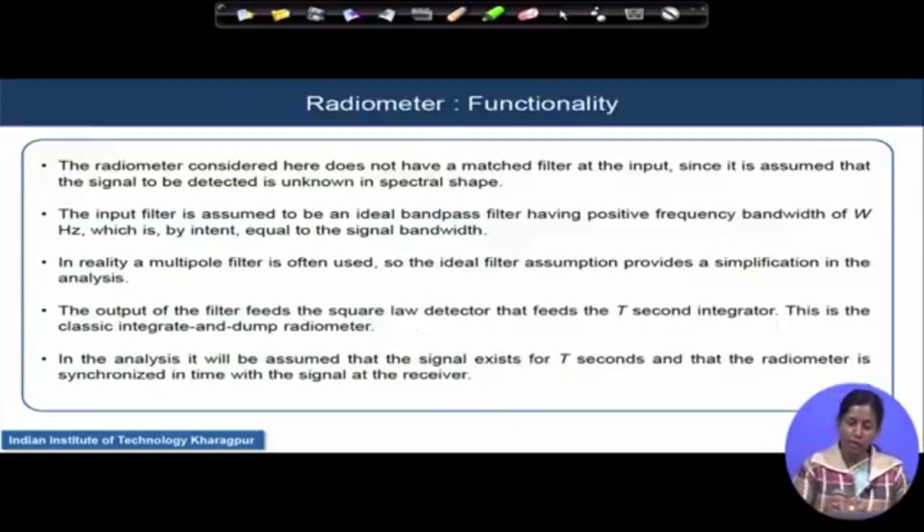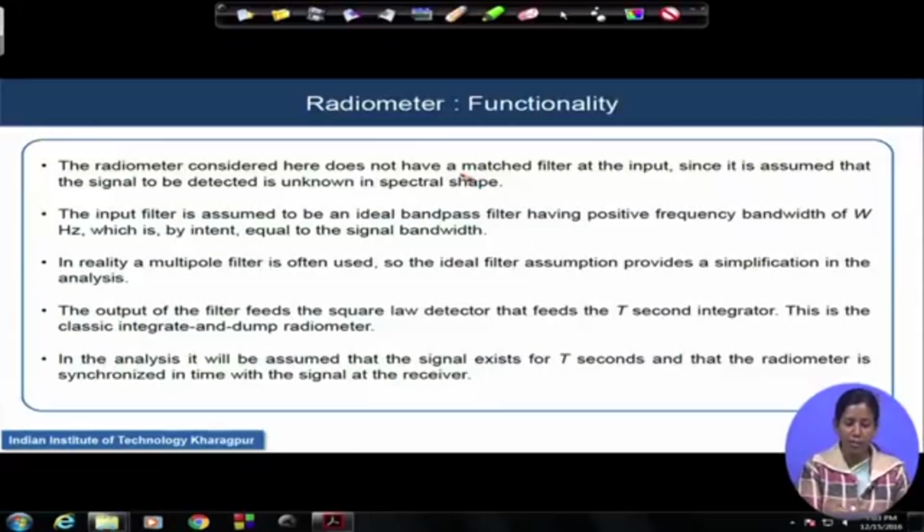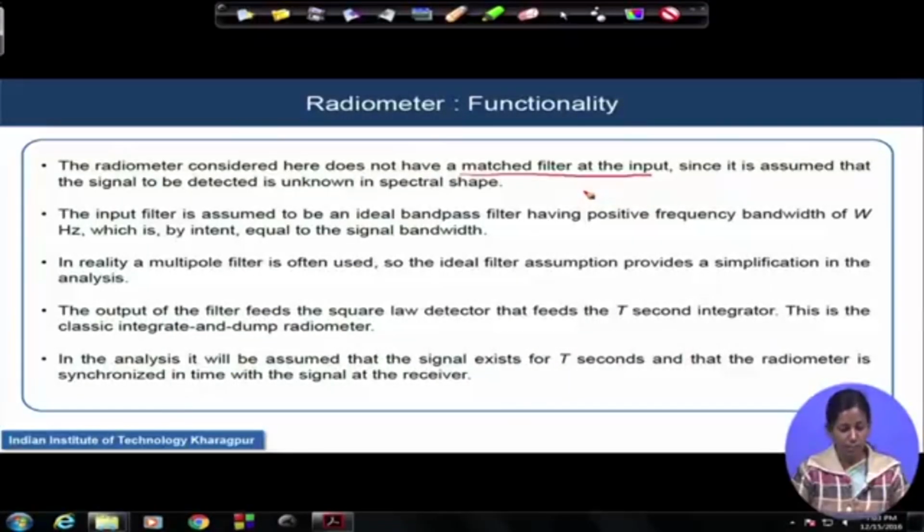Remember that, as I told you, the radiometer does not have any matched filter at the input, because it is assumed that the signal to be detected is unknown to the detector. So, you cannot have any prediction on the spectral shape of the signal. So, the input band pass filter is assumed to be an ideal band pass filter for our study right now, and suppose that it has a positive frequency bandwidth of W hertz, and by intent it will be almost equal to the signal bandwidth.